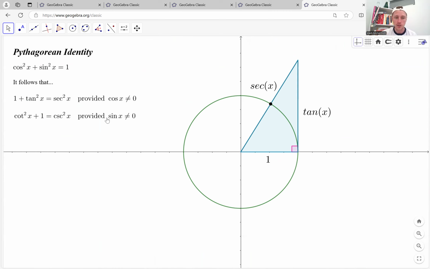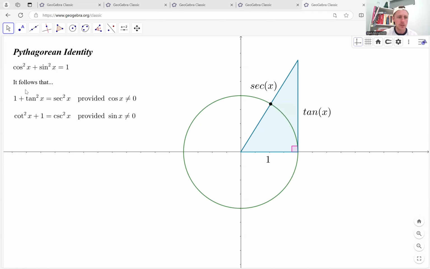Okay, I encourage you to think about this second property here. This is the same thing, but we just divide everything by sine squared x. CSC is the cosecant of x. That's another way to write it. I wrote it before as COSEC, but you can abbreviate it to CSC, which is probably better.